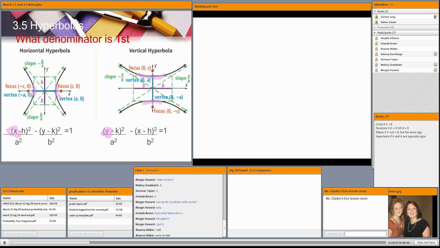Type in the response pod. That's great, Mallory, because usually hyperbolas are the hardest. That's awesome. All right, in the response pod, type in what you think the Pythagorean relationship for hyperbolas is. And if you don't remember, it's okay. You can put I don't remember. If you're watching the recording, you need to add that to your hyperbola notes.